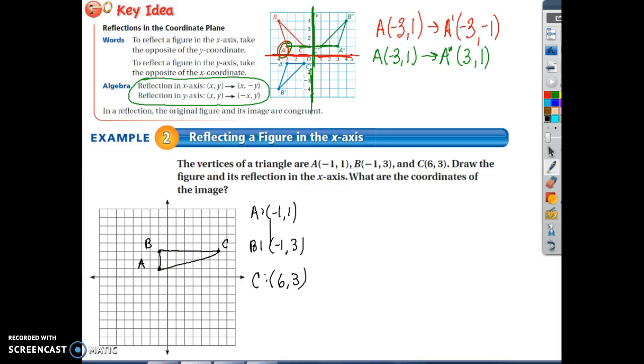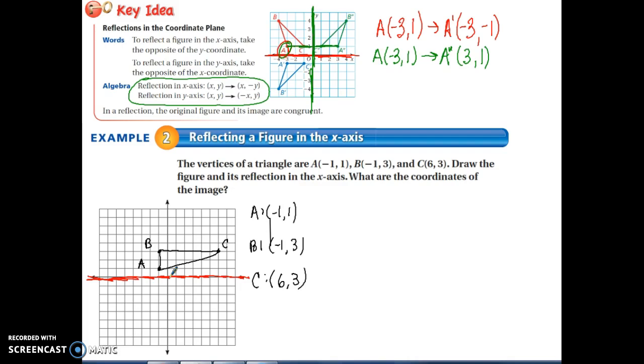We're going to draw the figure, which we've just done, and then reflect it over the x-axis. The x-axis is the horizontal line, so I am going to flip my image down over that horizontal line. To do so, I'm going to simply fold my image straight down. So instead of going up to each of my points, I'm going to be going down to each of my points. This does not move my image at all to the left or to the right, only up or down.